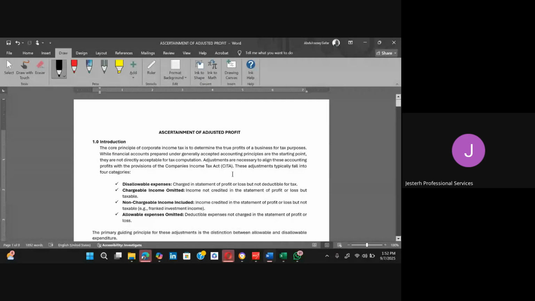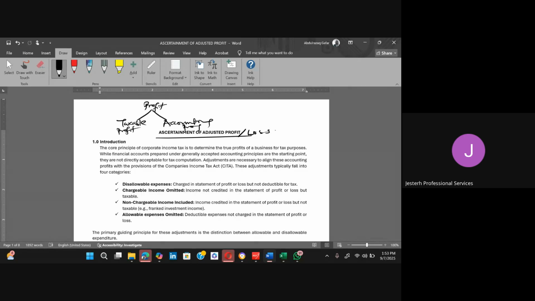The ascertainment of adjusted profit or loss. Why this topic is very essential for us is that there is a difference between accounting profit and taxable profit. So the profits could be classified into two: we have taxable profits, and then we have accounting profit.